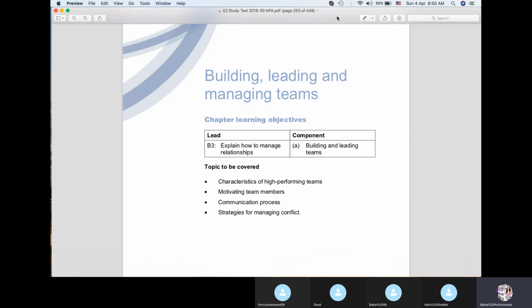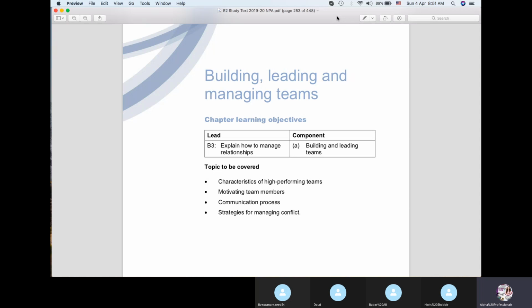In the last chapter, we studied how you could control the performance of your employees. There were various tools to control the performance of employees and to keep them motivated. Now, in this chapter, we will be studying how we can build, lead, and manage teams.